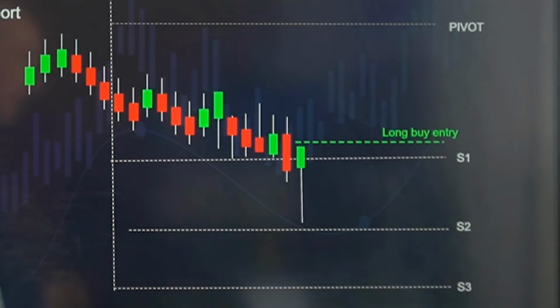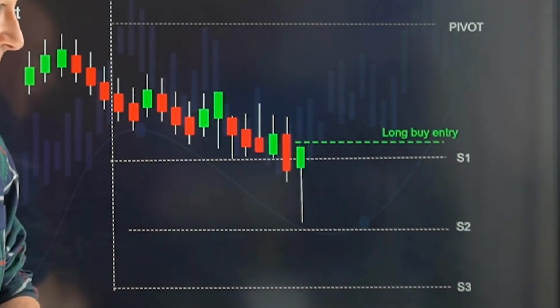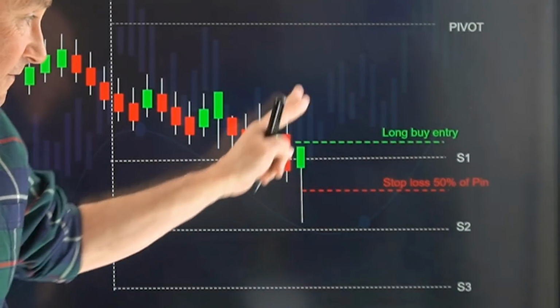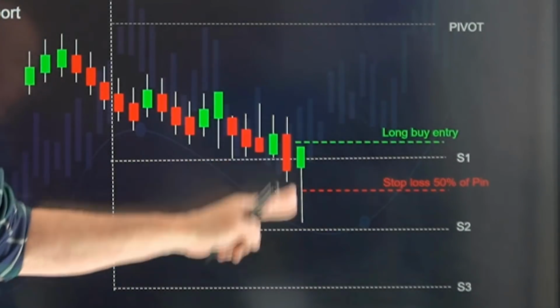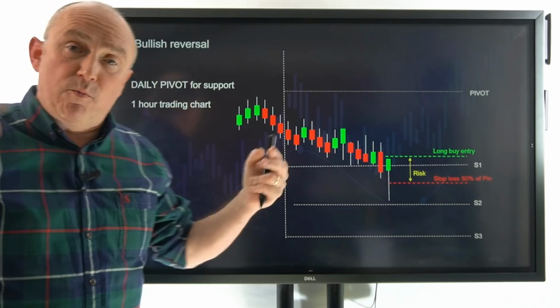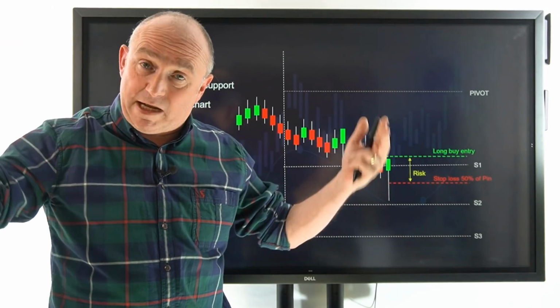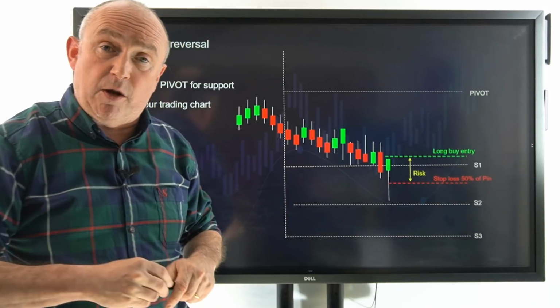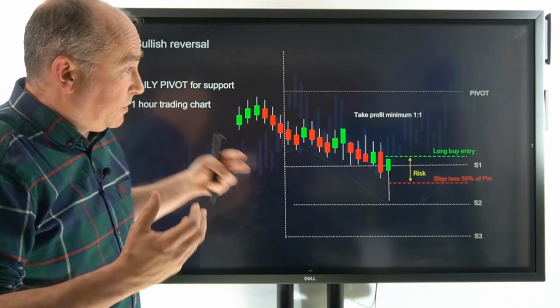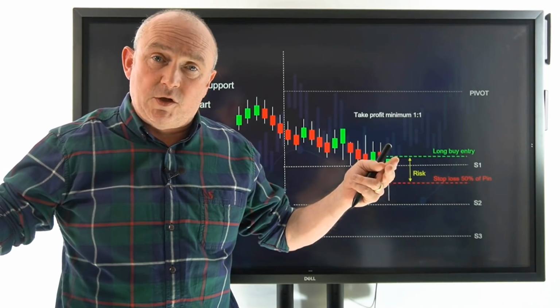So your entry would be taking a long trade at the top of that pin bar, position size accordingly, bearing in mind that you're going to have the stop placed at 50% of that candle. So that establishes your initial risk, 1/4%, 1/2%, and then you can also plot your take profit targets. And again, for take profit targets, I would say a minimum of 1 to 1.